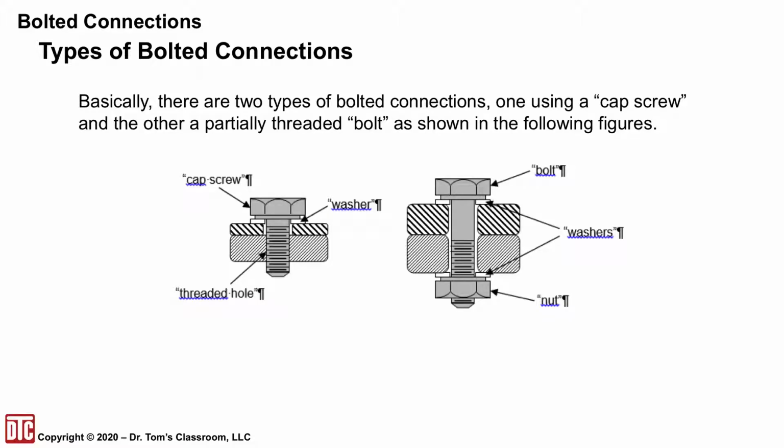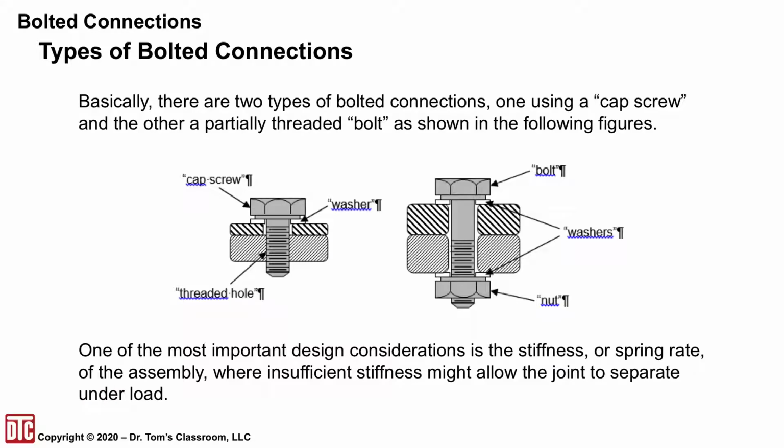Okay, there's typically two types of bolted connection. One uses what is referred to as a cap screw, which goes into a threaded member down below, and the other is a typically partially threaded bolt, as shown in these figures, and they can have lots of different things in them. But one of the most important design considerations is the stiffness, or spring constant, or spring rate of the assembly, where if it's not stiff enough, the joint will separate under the load.